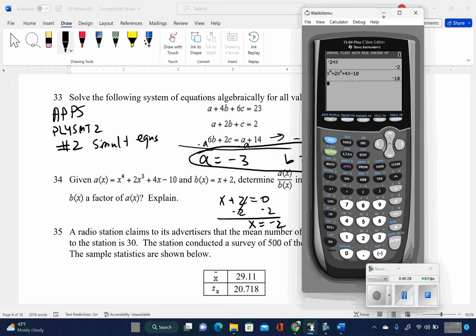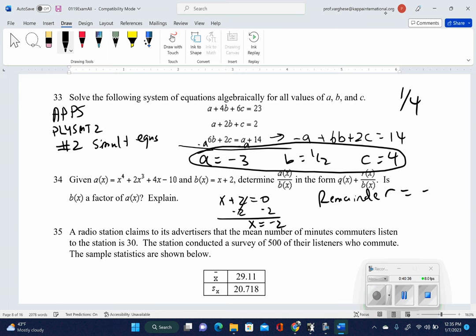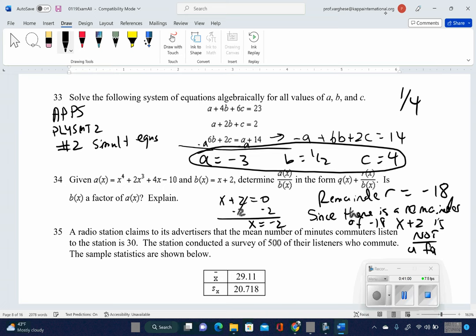So what does that mean? That means that the remainder is negative 18. Factor means that the remainder is zero. So you could say, since there is a remainder of negative 18, x plus 2 is not a factor.